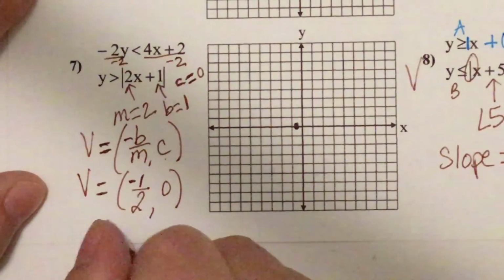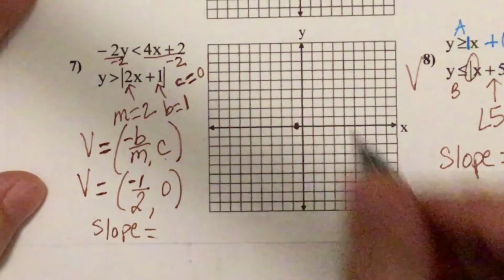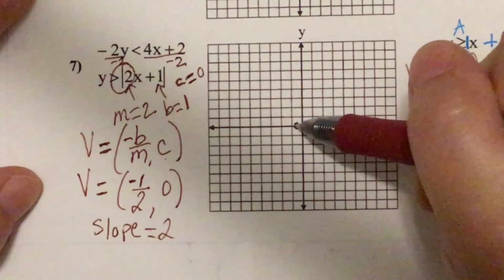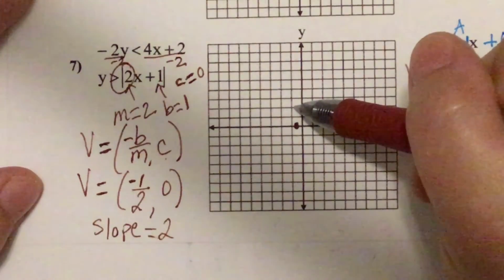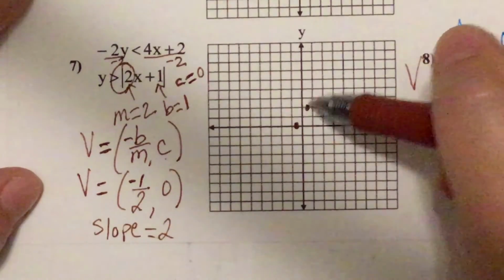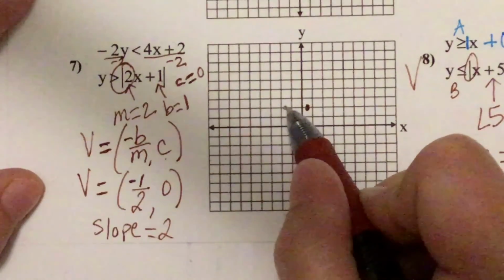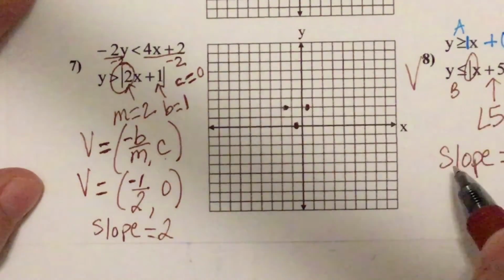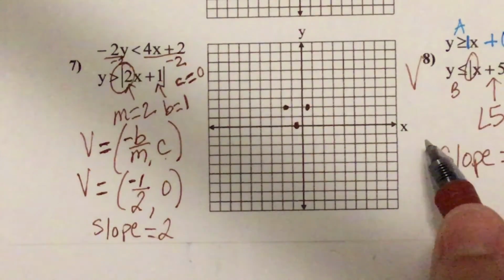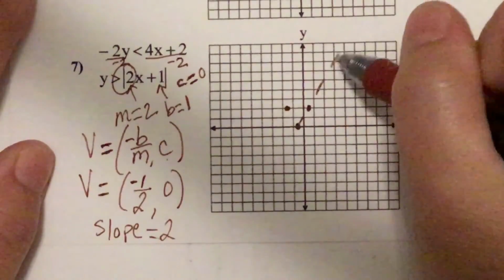And then if I had to do the slope, what is the slope of this? 2, because that's what's smushed with the x. So that means I'd go up 2. When I go right 1, I'll end up halfway between the 0 and the 1. If I went back to the vertex and up 2 and left 1, I'd end up halfway between the negative 1 and the negative 2, like that. And of course I could plot more points, but basically that would be my V. And it would be dashed because there's no equal sign. So it would be a dashed V.